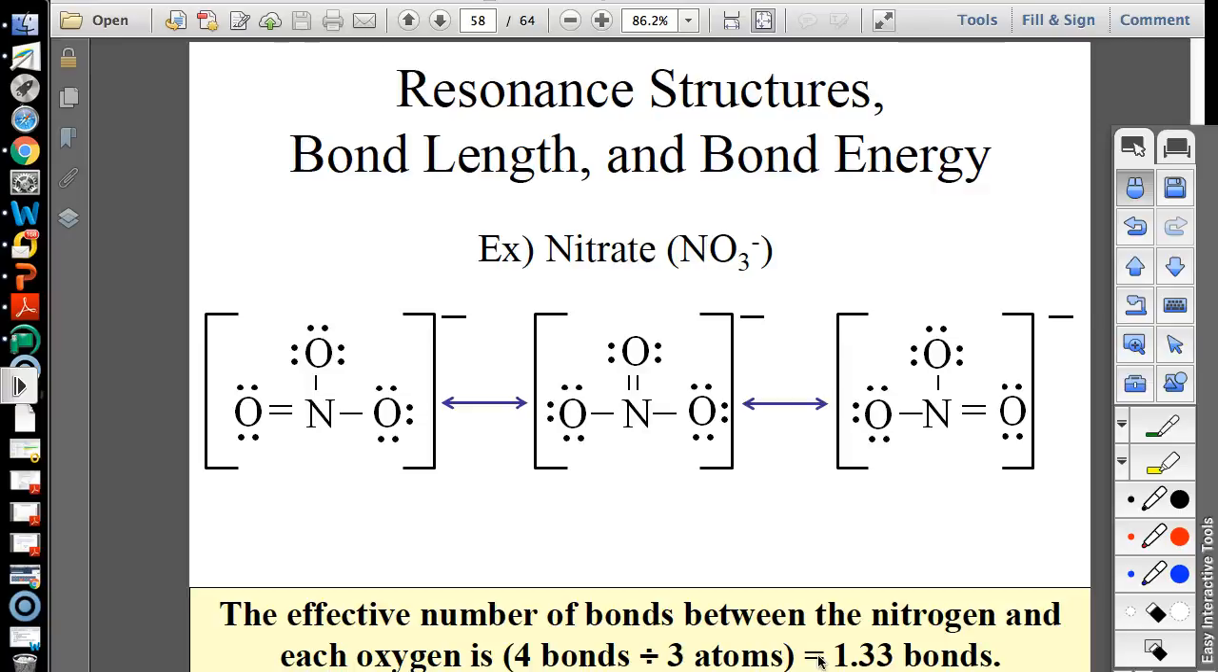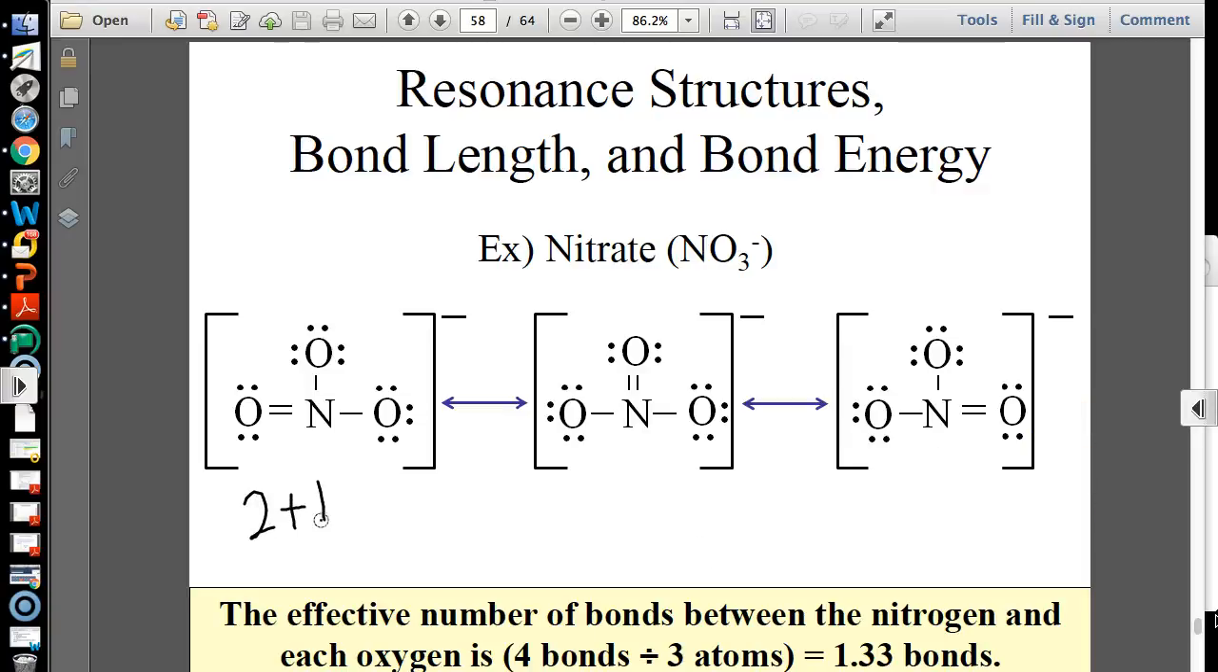So let's look at the bond order for this nitrogen. I have a bond order of 2 and 1 and 1, and then there are 3 bonds around nitrogen. So the bond order on that nitrogen is actually 1.33.